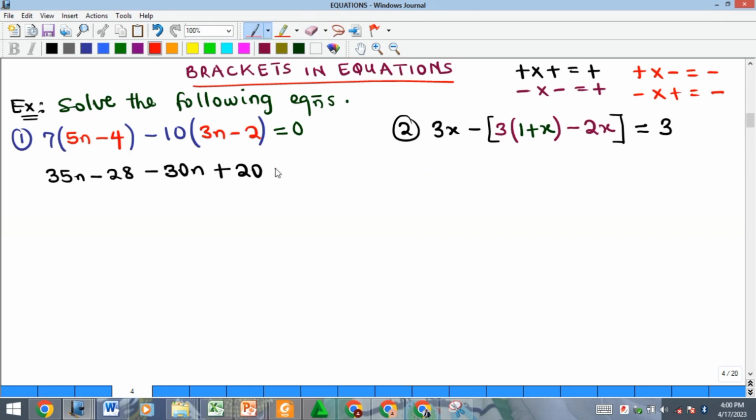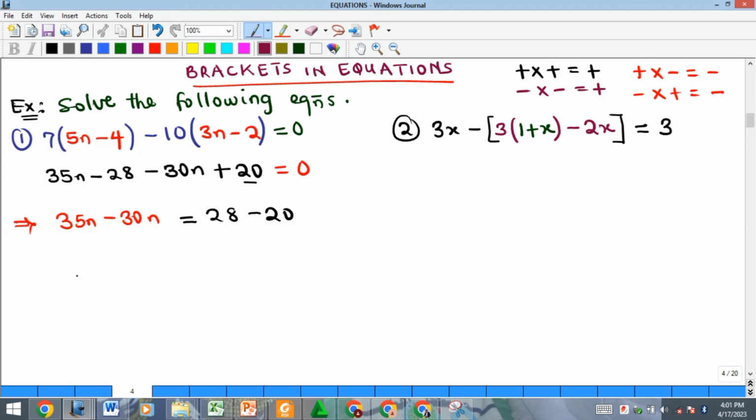If you have finished this, everything now is equal to 0. The next thing, like I said, is the collection of like terms. When we do that, the ones that have n will come together, and the ones that don't have n can go to the other side. So we'll have 35n minus 30n. Remember, this n did not cross equality, so the sign will remain. This is equal to 0. Of course, the others will come to the other side. Minus 28 crossing equality will become plus 28, and positive 20 crossing will become negative 20.